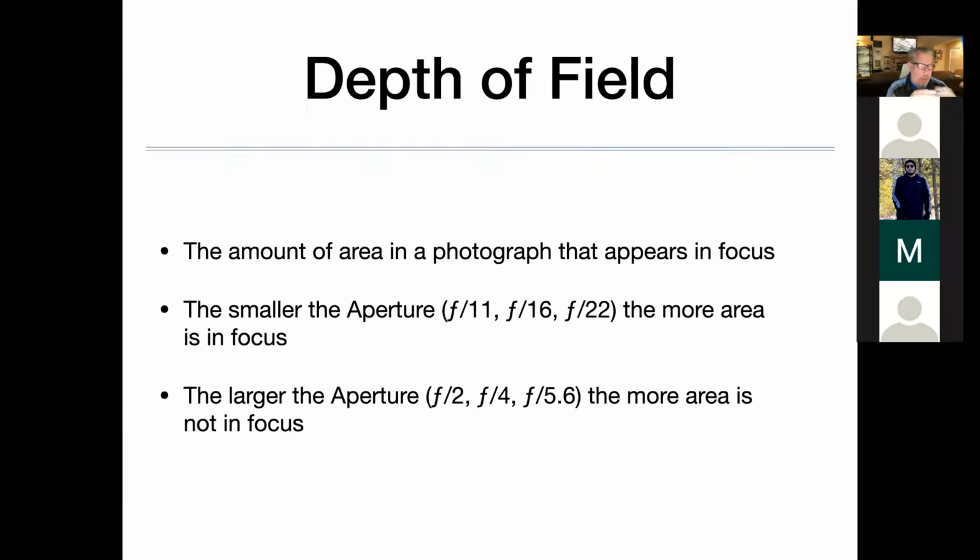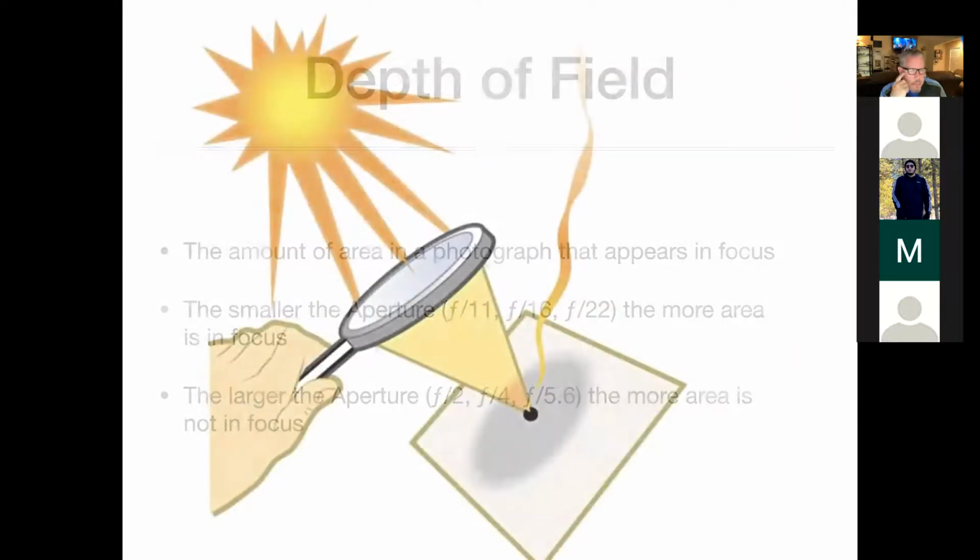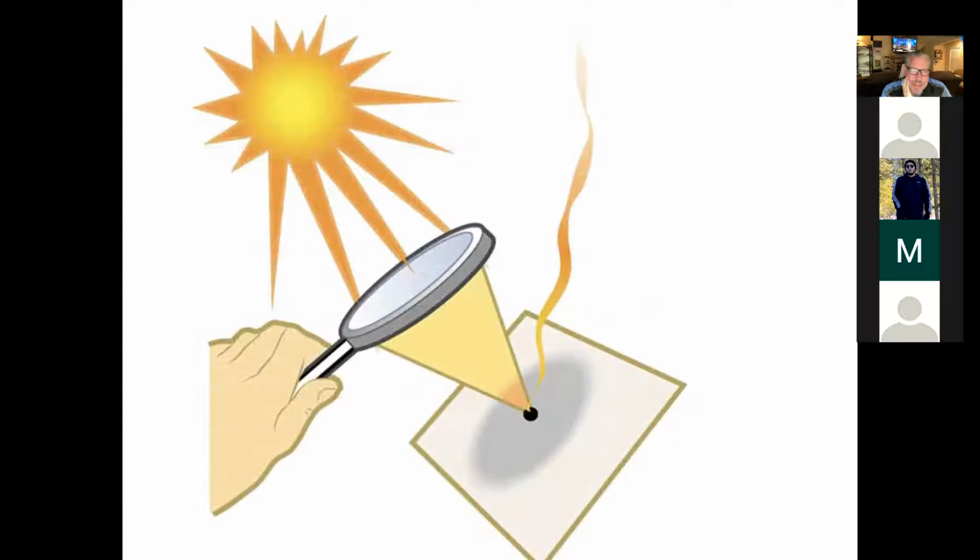Okay, so how does this work? Why is it that the smaller aperture, the bigger numbers, makes things more in focus? Well, not everybody did this as a kid, but I know as a kid growing up, I did this all the time. I figured out this is what you use magnifying glasses for.